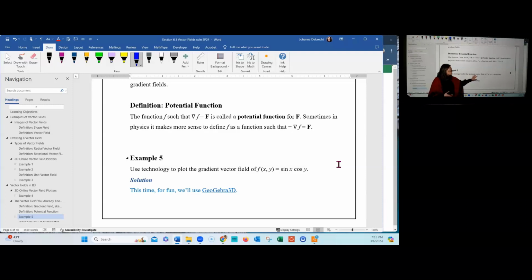Let's use technology to plot the following gradient vector field, where we're given the potential function lowercase f of x and y. In order to find the vector field, we need to compute the gradient of f, which is found by taking the partial derivative with respect to x and the partial derivative with respect to y. Go ahead and pause the video to find the partial derivatives, and then turn the video back on and we'll plot this two-dimensional gradient vector field.